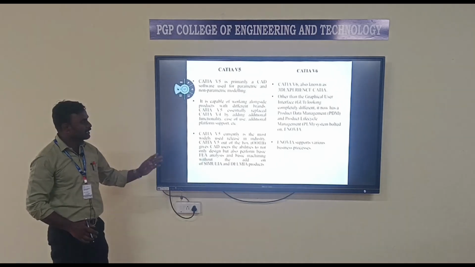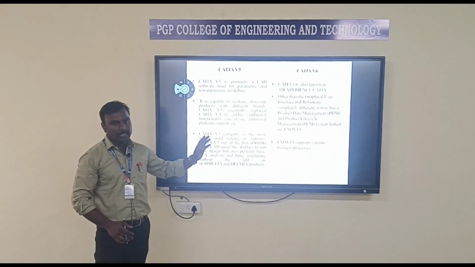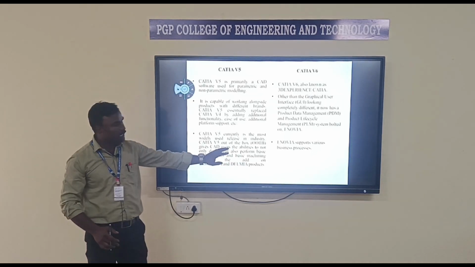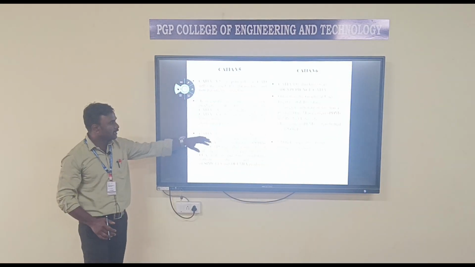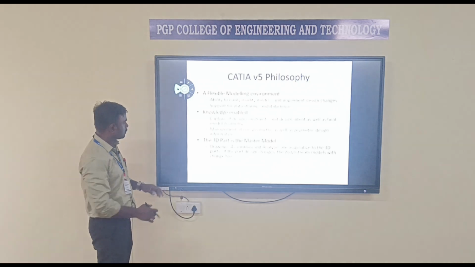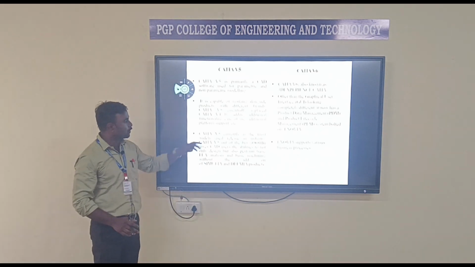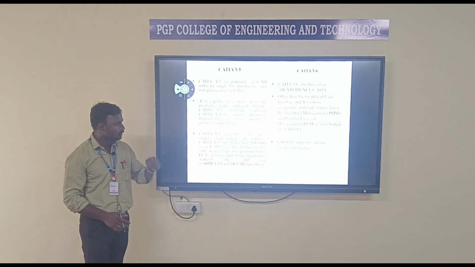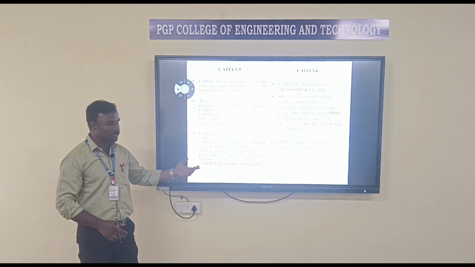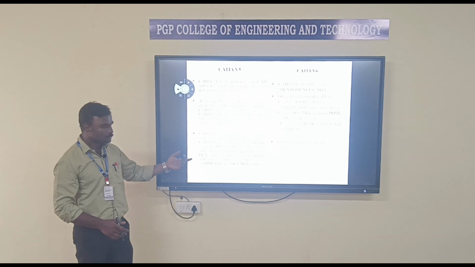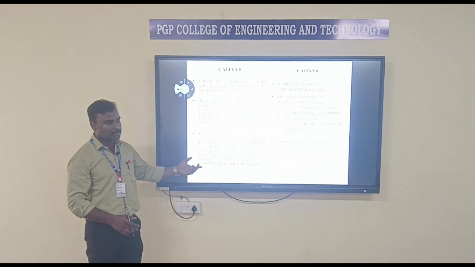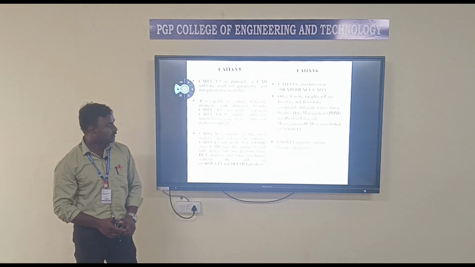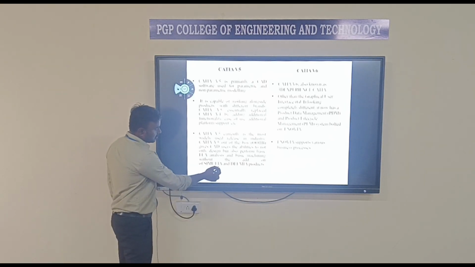What is the major difference between CATIA V5 and V6? Nowadays in the market, these two software are available: CATIA V5 and CATIA V6. CATIA V5, as I already told you, is an update of the CATIA V4 version. By adding CAD, CAE and CAM provisions to CATIA V4, they developed the CATIA V5 versions. And we can also do this.